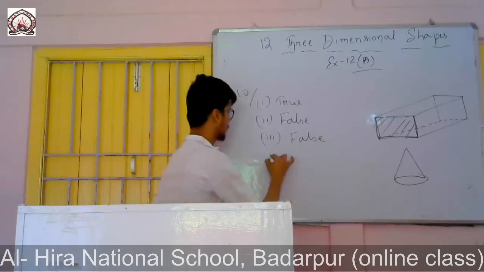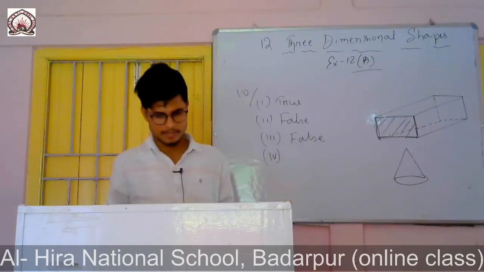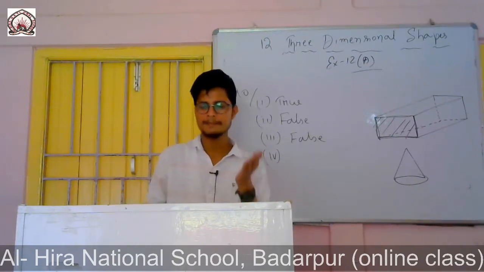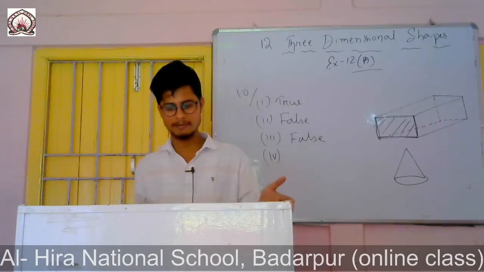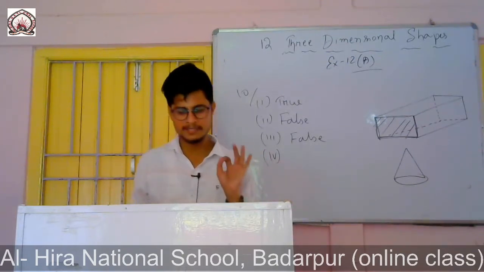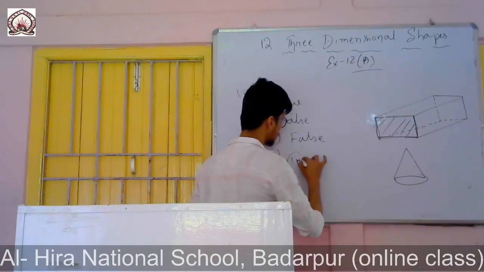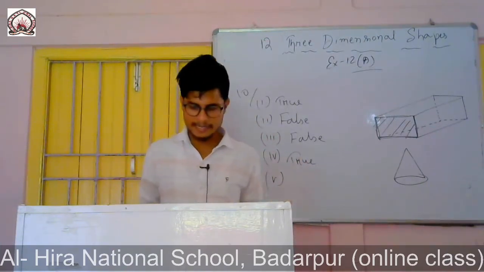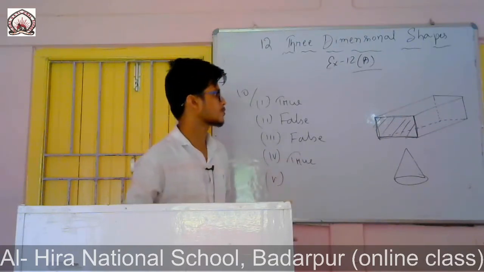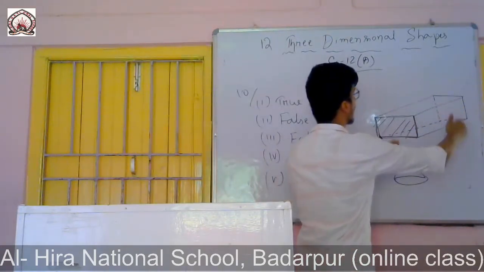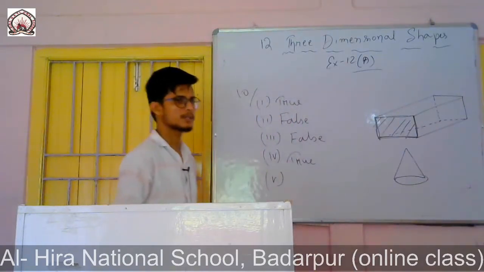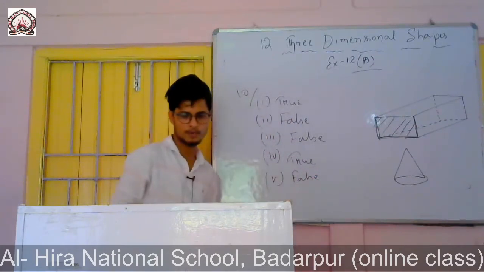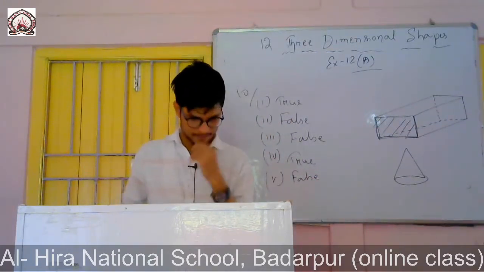Then Roman number 4, you see, sphere is a solid figure. Yes, sphere is a solid figure with no edges. It does not have any edge and no vertex also. That means it is true. This statement is true. Then Roman number 5, a brick has a shape of a cube. No, this one is wrong. Brick is in the shape of a cuboid. That means it is false. Here written cube, so the correct answer will be cuboid.